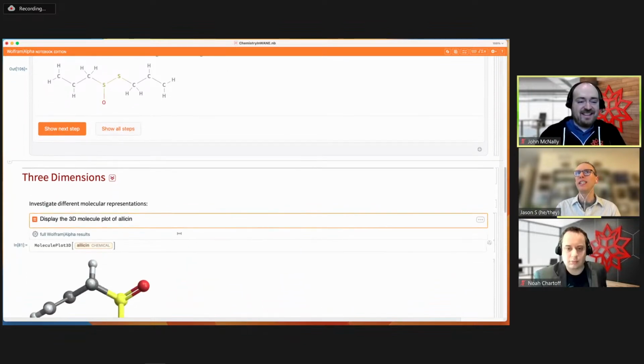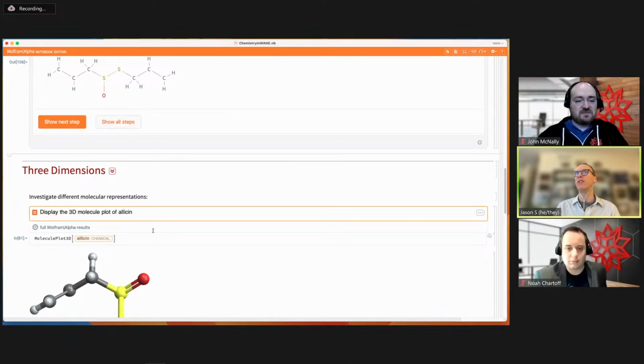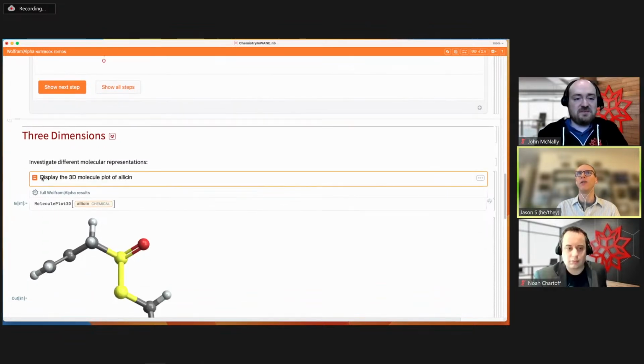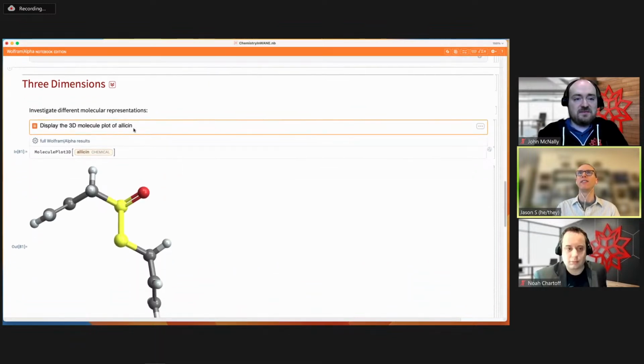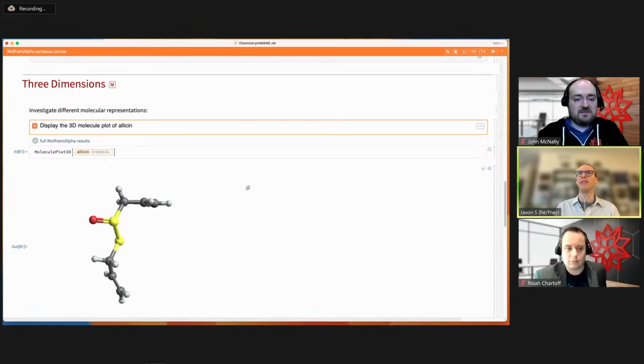Yeah, so 3D. Like I said, I just asked for a 3D image. You can see we have a variety of different ways of saying it. Here I said display the 3D molecule plot, and the system knows that we wanted the 3D plot. And as I said, it's fully rotatable, which is particularly useful.